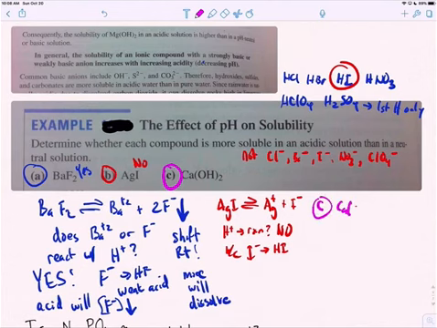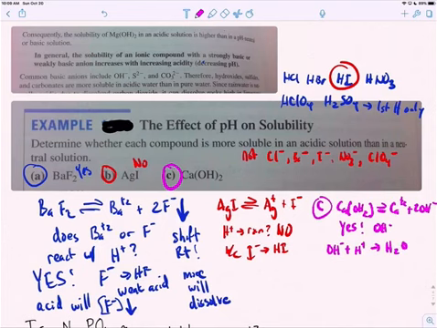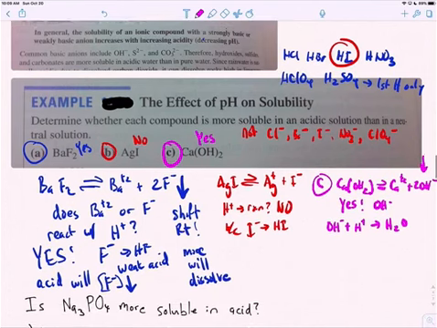So we have calcium hydroxide in equilibrium with calcium plus 2 and hydroxides. And will either of these react with acid? And the answer is yes. Hydroxide does. Hydroxide plus hydrogen ion makes water. So because of this, the hydroxide ion concentration will go down, which will cause a shift right, which means that yes, more calcium hydroxide will dissolve in an acidic solution than in a neutral solution. So it's making sense, hopefully.